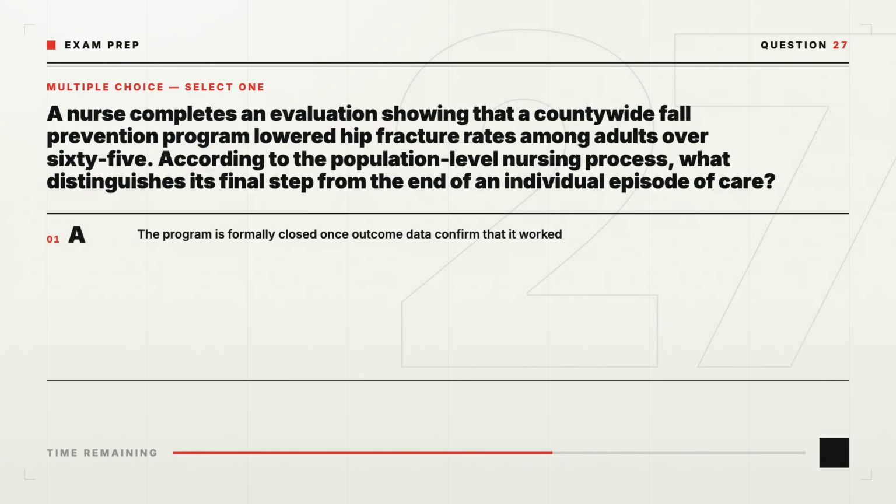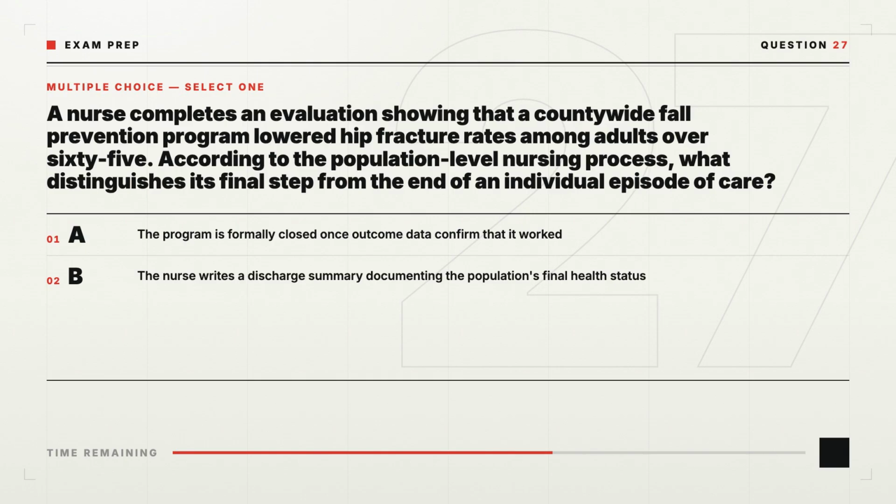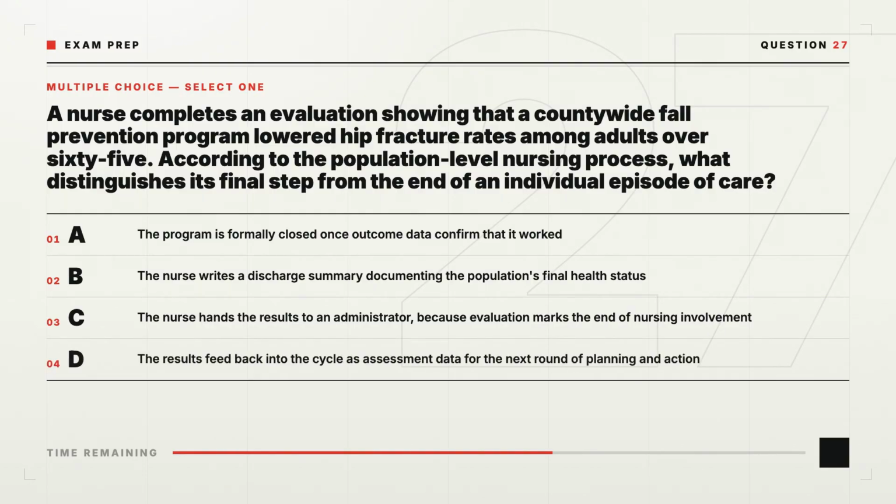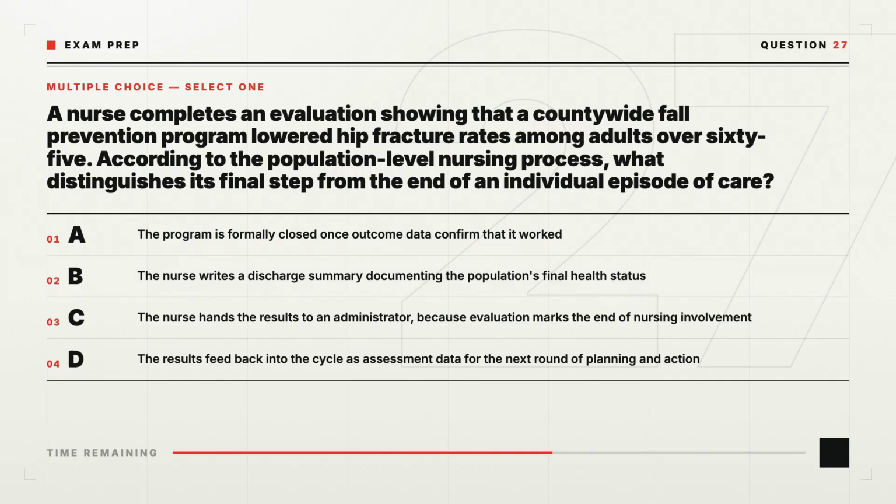The program is formally closed once outcome data confirm that it worked. B. The nurse writes a discharge summary documenting the population's final health status. C. The nurse hands the results to an administrator because evaluation marks the end of nursing involvement. D. The results feed back into the cycle as assessment data for the next round of planning and action. Before I reveal it, which one do you think is right?